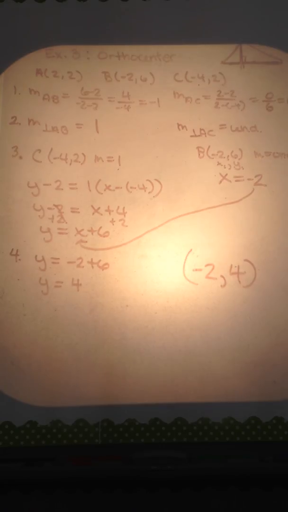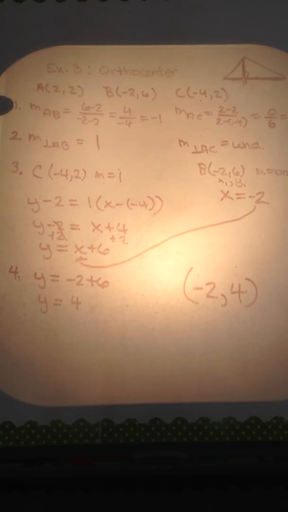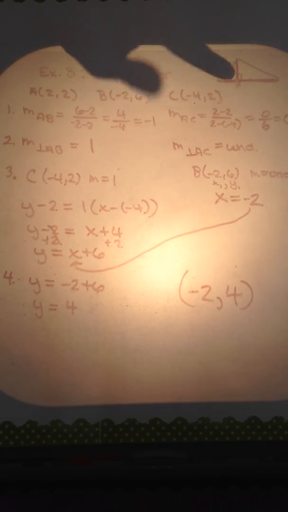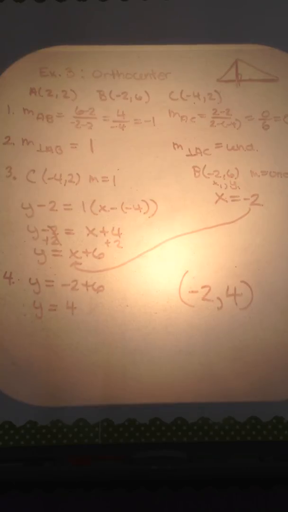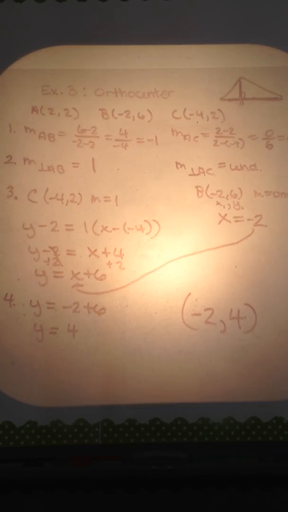Okay. So again, this was following our steps. Find the slope. Find the negative reciprocal slope for the perpendicular line. Make the perpendicular line go through the vertex, which is what we want for an altitude, and then solve the system of equations. So we got a system that equaled -2, 4.